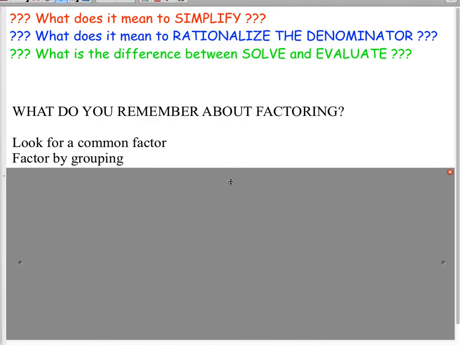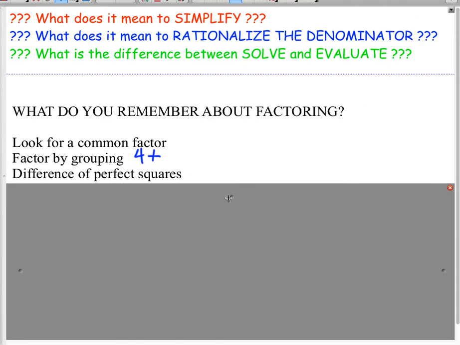Another choice that we have is to factor by grouping. Factor by grouping you use when there's 4 or more terms. So look for a common factor you can use if there's anywhere from 2 to 10 terms. Factor by grouping you're going to use when there's 4 or more terms, and I'll do an example with you here in a second. Difference of perfect squares.